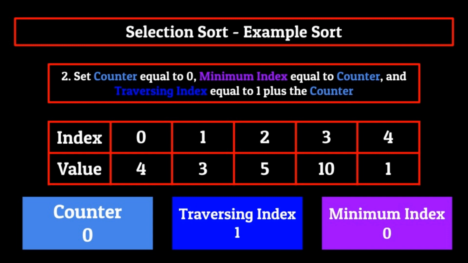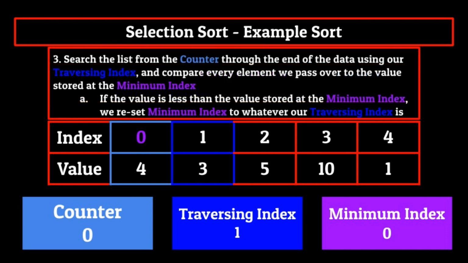Let's represent these variables on our list visually. The light blue border signifies the current index location of the counter, and the dark blue border represents the current index location of the traversing index. If an index is highlighted in purple, that simply means that that is the location of the current minimum index.